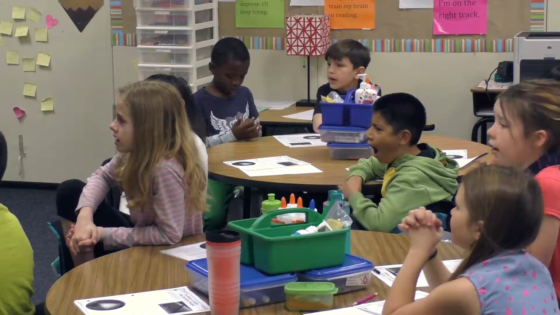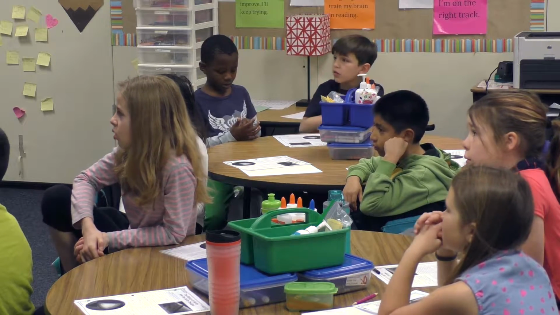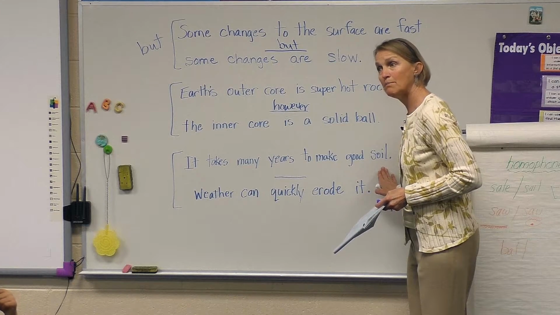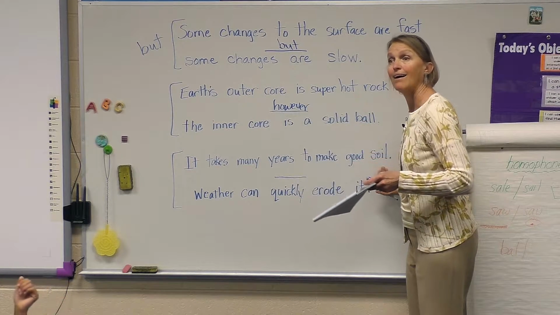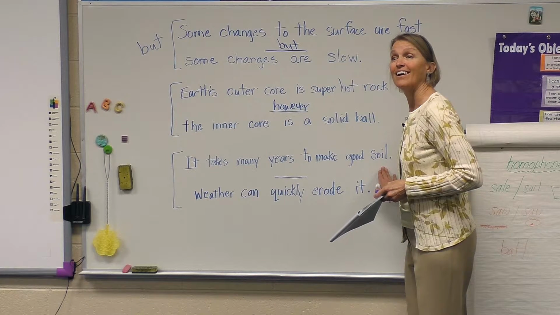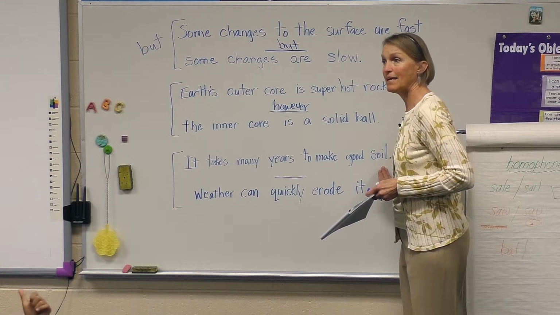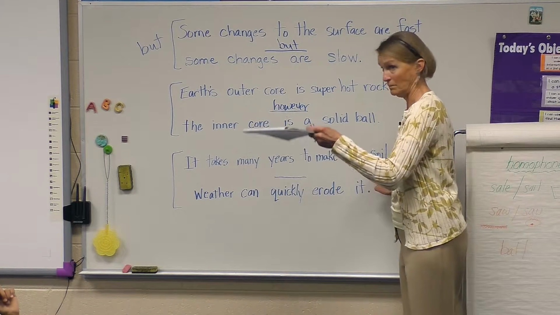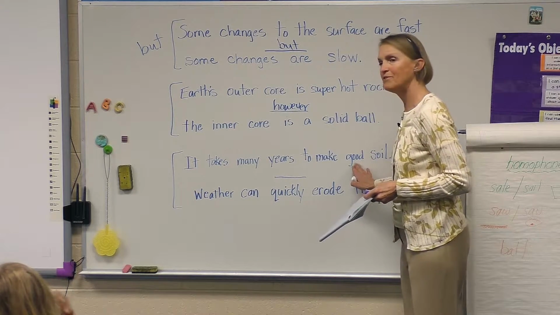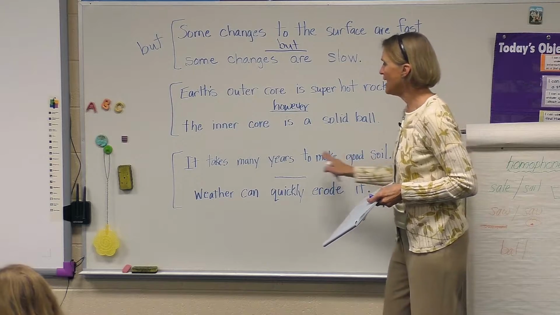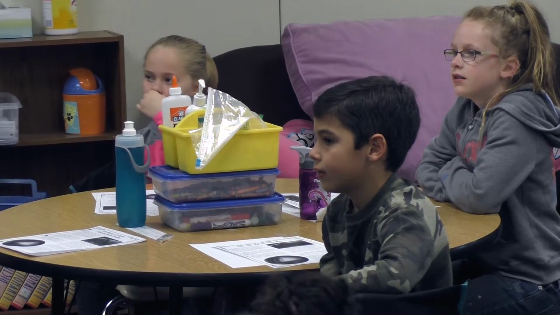Read with me. It takes many years to make good soil. What do we need good soil for? For the plants to live on Earth so we can breathe. Good. And so we can also, what's something else we do with plants? Plant them for food. For food, yes. So we need what for that? Good soil. And it takes how long? Many years for good soil to build up.